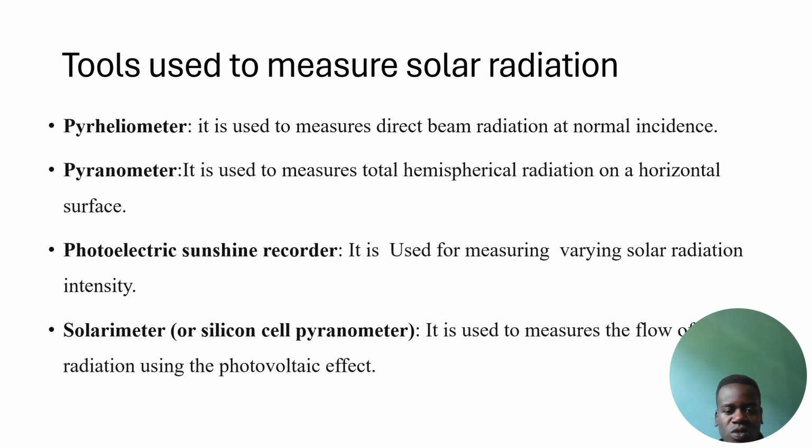Another is called a pyrheliometer. This tool is used to measure direct beam radiation at normal incidence, meaning that these rays pass at 90 degrees because they graze the normal incidence.